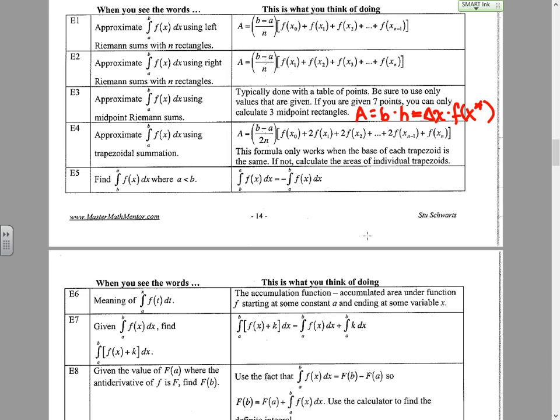Can you explain E6? Okay, when they have an x at the top part, they use the technical term accumulation function, which is good because x can be different values. This is one of those where it says g of x is equal to the integral from a to x of f of t dt. So g of 2 would be from a to 2, g of 4 would be from a to 4.